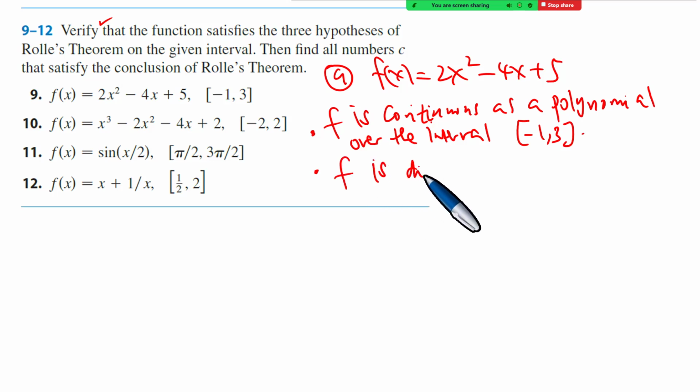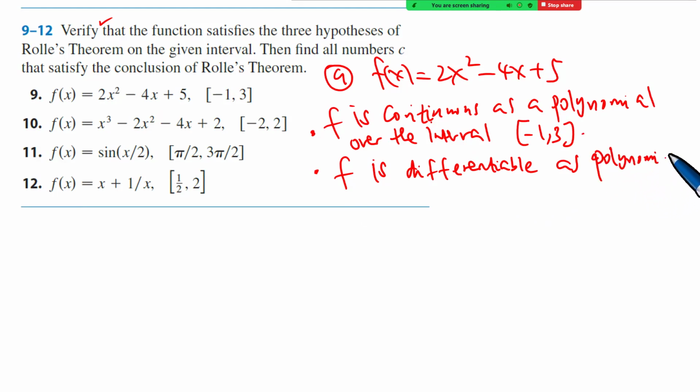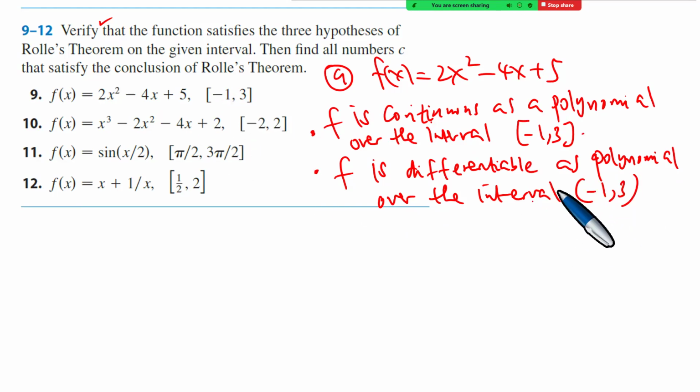Moreover, f is differentiable. Why? Because the derivative of this polynomial, you can find so many derivatives there. So at this point, f is differentiable. Right, f is differentiable as a polynomial. All polynomials are differentiable. It's differentiable as a polynomial over the interval. Remember that differentiability is over the open interval. You just put round parentheses there. Okay, we're good.